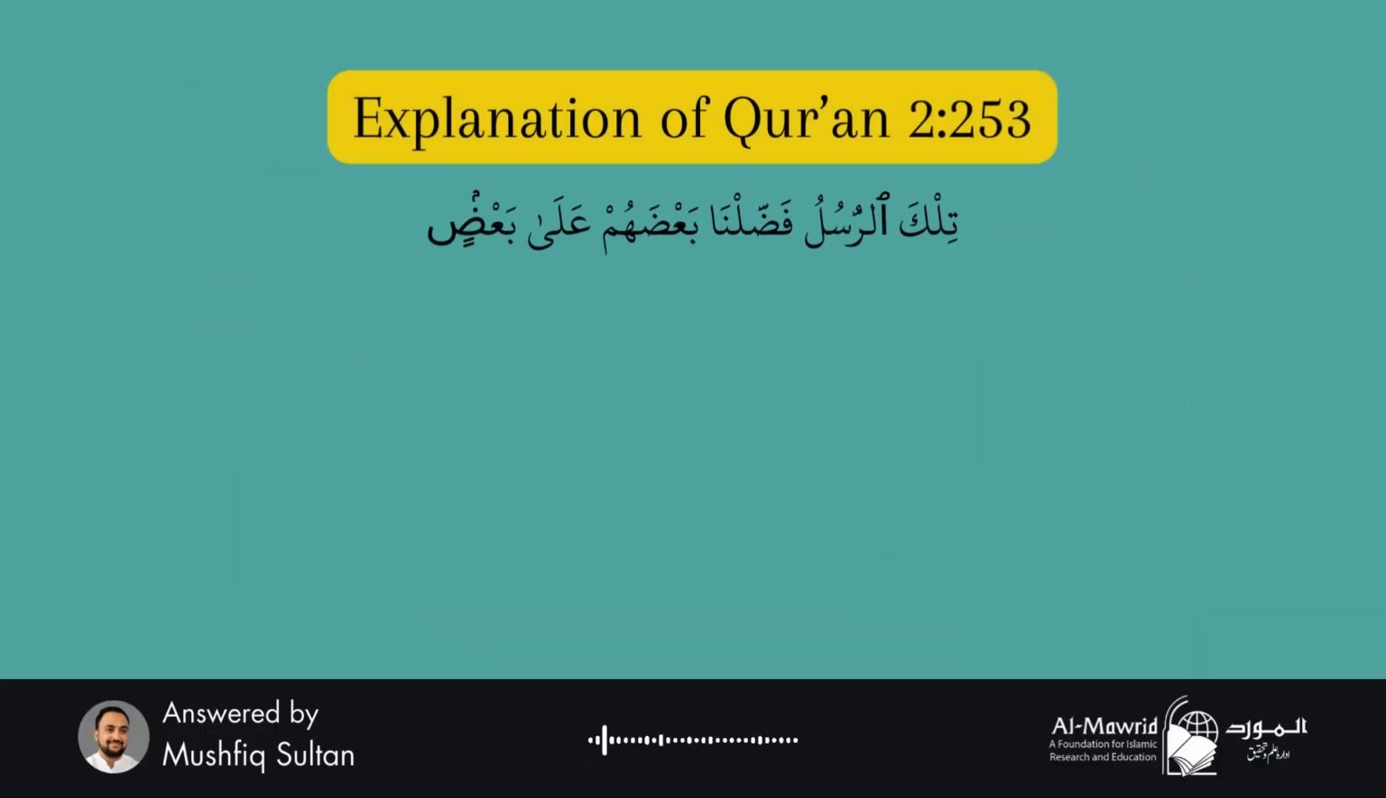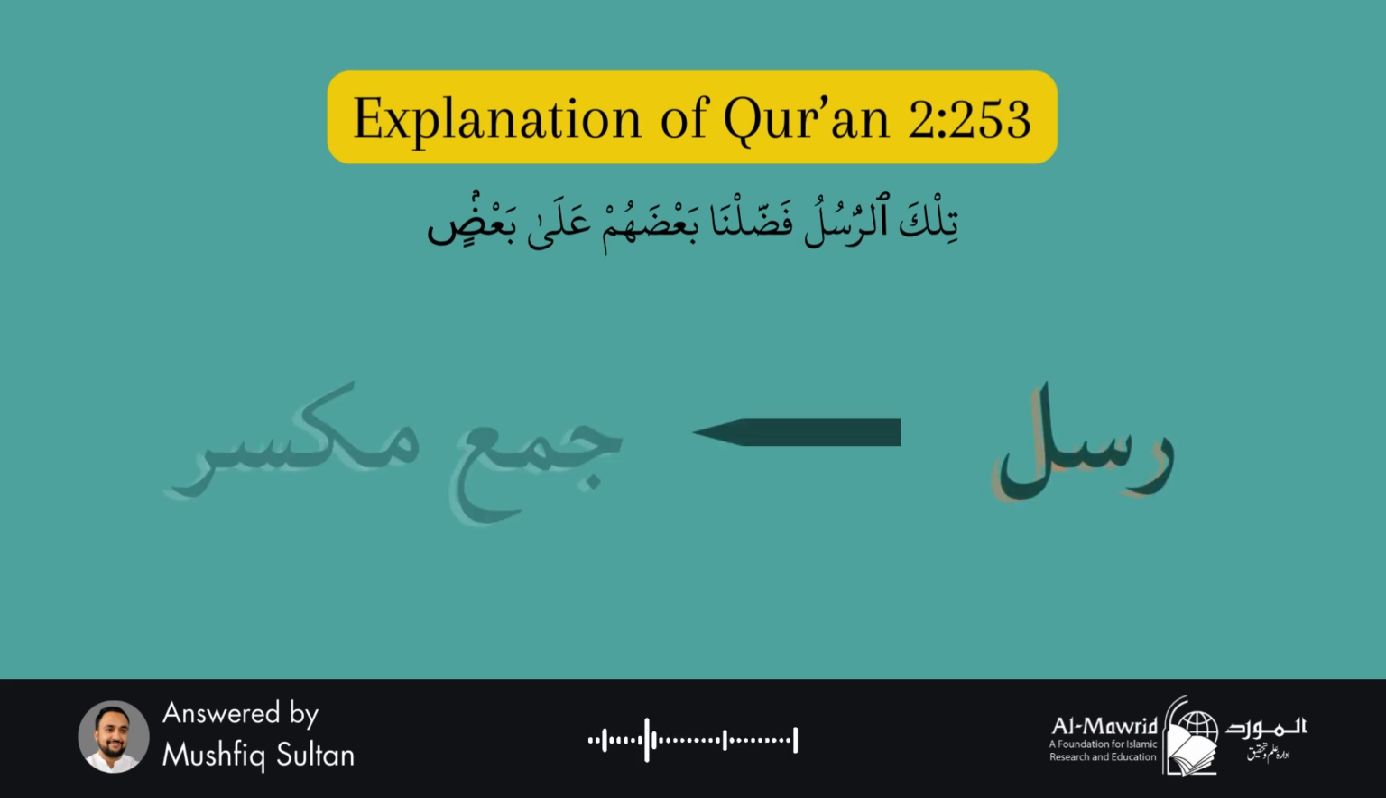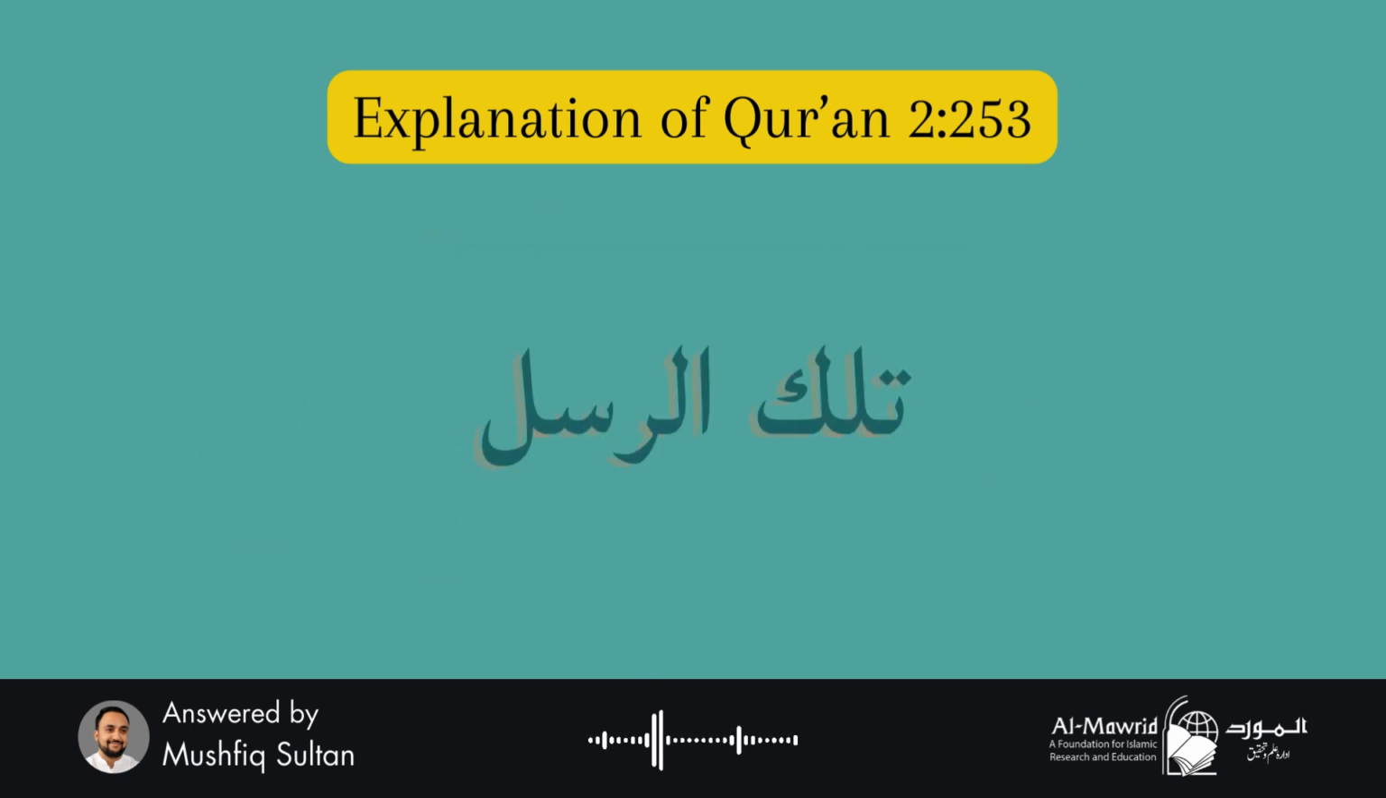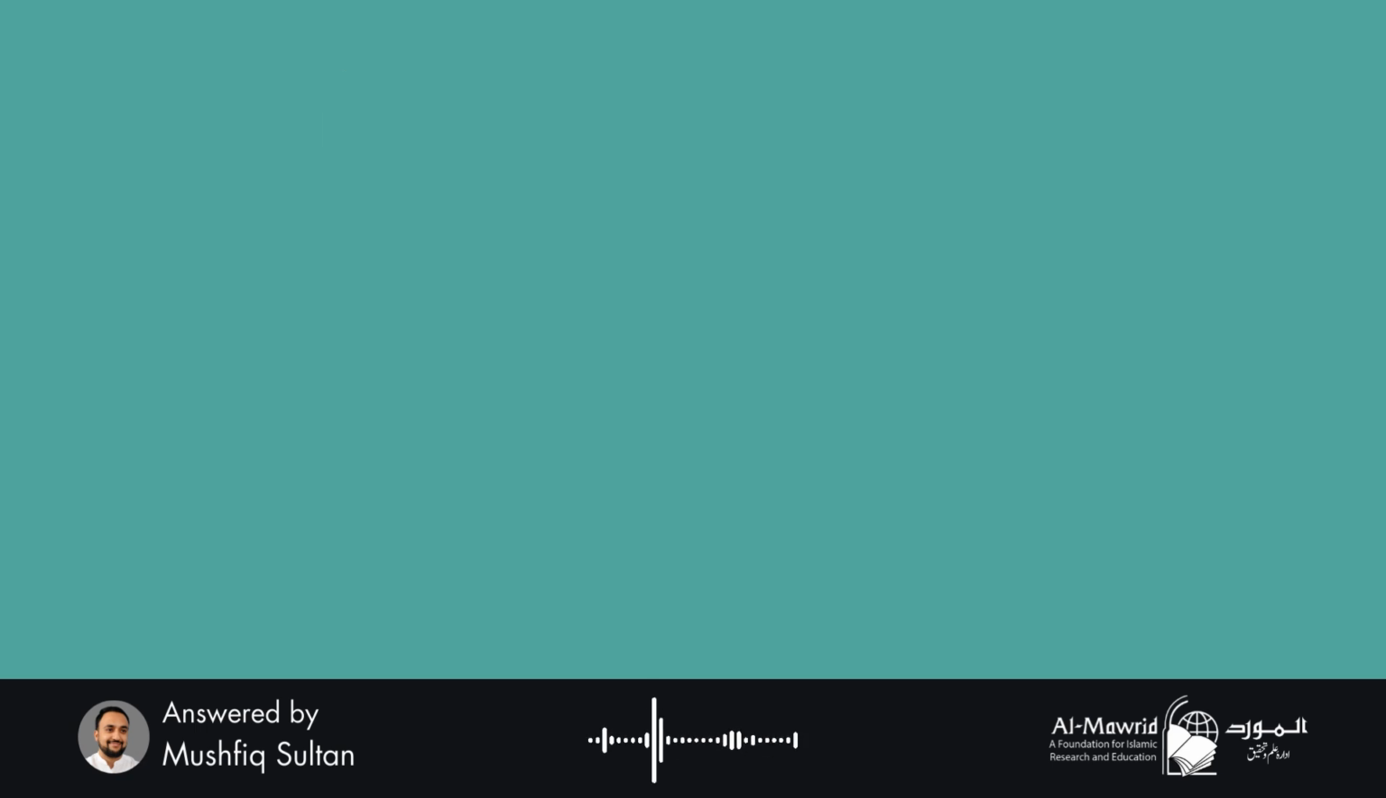Concerning Quran 2:253, the word rusul is jama mukassar, a broken plural, and in Fasih, eloquent Arabic, it is very common to place along with it a feminine singular pronoun in the third person. For example, the Quran in many places says tilkal ayyam.